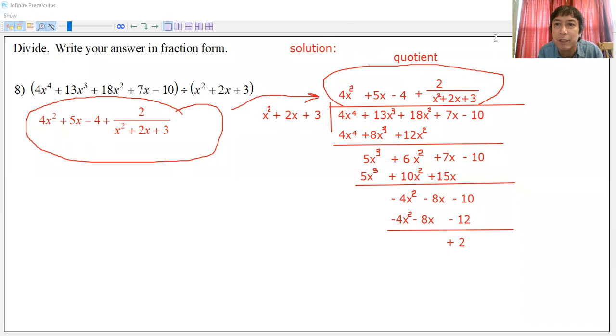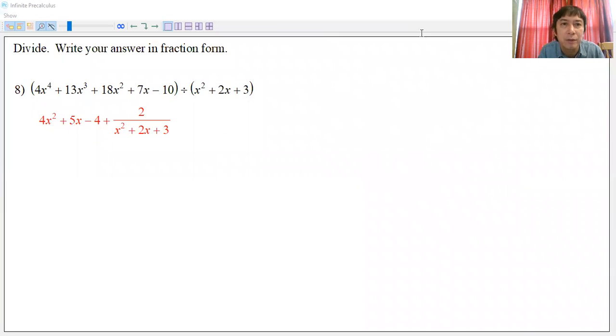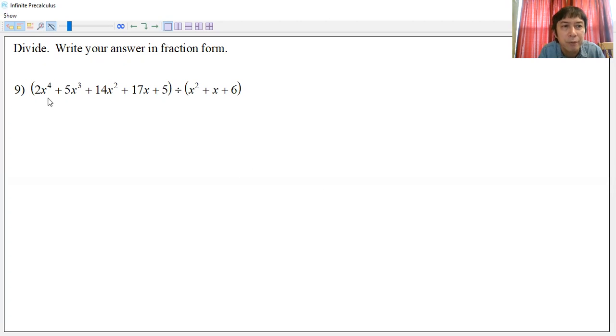Let's continue with the next number, number 9. Here's number 9. 4, 3, 2, 1, 0. Your divisor is 2, 1, 0. So everything is arranged. Nothing is missing. And so we shall start with the solution.